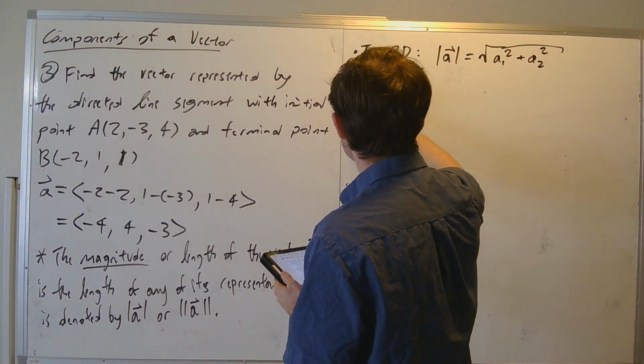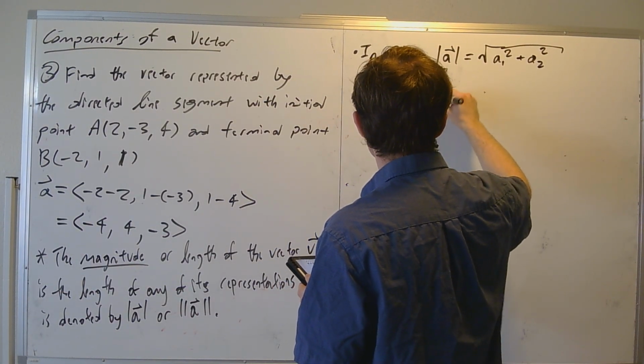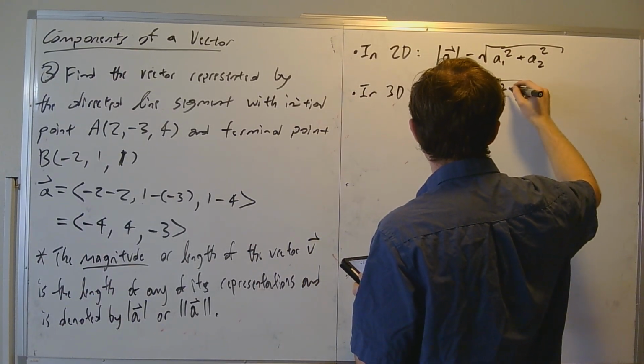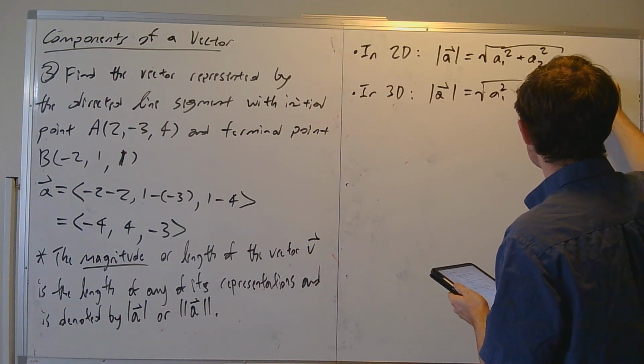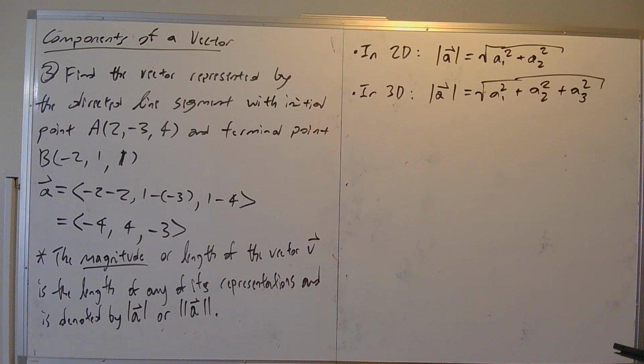And in 3D, you might be able to guess it's very similar. We're going to have the length of A equals the square root of A1 squared plus A2 squared plus A3 squared. And this is what we would get.